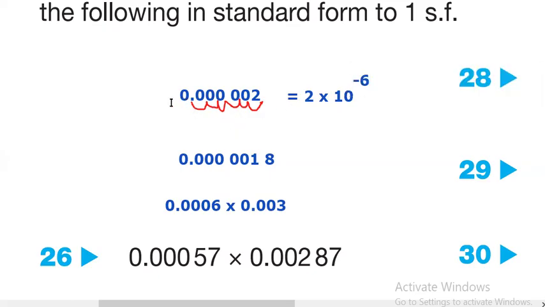So the whole idea of estimating using standard form to one significant figure is about each time you have a number, you have to round it to one significant figure, and then at the end, turn the final answer into standard form. And that's the whole idea of this lesson. Make sure you understand the idea, follow the steps, and try to find the answers for the rest of the questions.